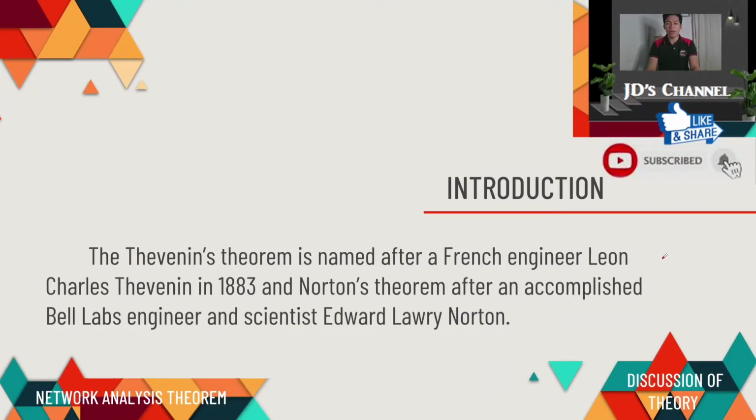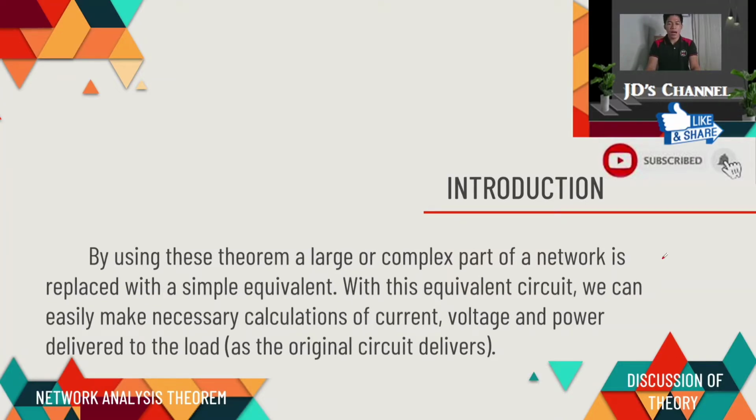The Thevenin's theorem is named after a French engineer, Leon Charles Thevenin, in 1883. And Norton's Theorem after an accomplished Bell Lab engineer and scientist Edward Lawry Norton. By using this theorem, a large or complex part of a network is replaced by a simple equivalent. With this equivalent circuit, we can easily make necessary calculations of current, voltage, and power delivered to the load.